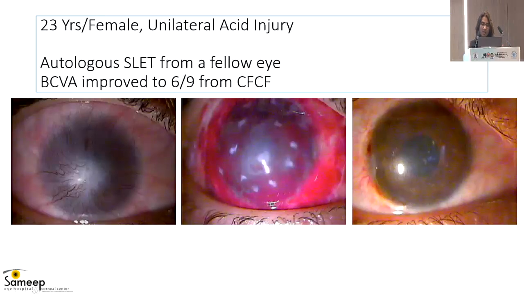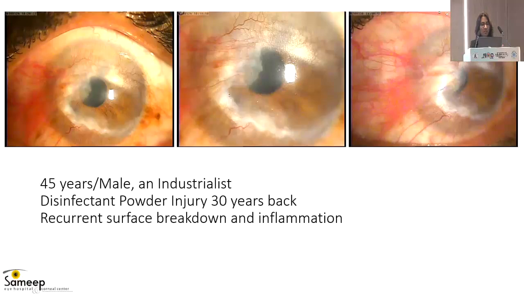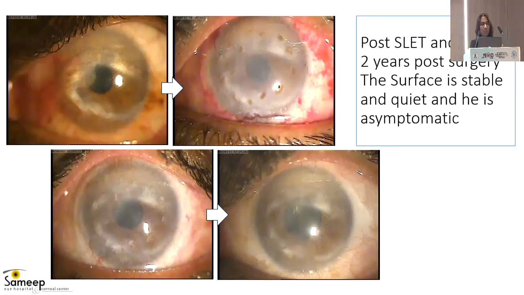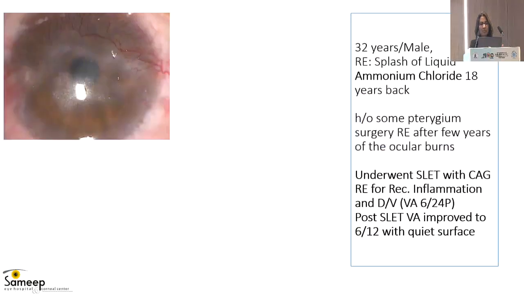Here we did not use conjunctival autograft because she did not have symblepharon formation. This is another 45-year-old male patient who was an industrialist, who ended up with an injury with a disinfectant powder almost 30 years back, and he kept on moving from one place to the other with recurrent surface breakdown and inflammation. We did a SLAT and CAG for this, and 2 years post-surgery, the eye has been very stabilized.